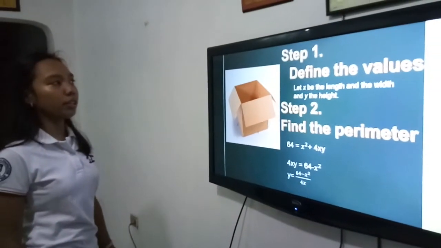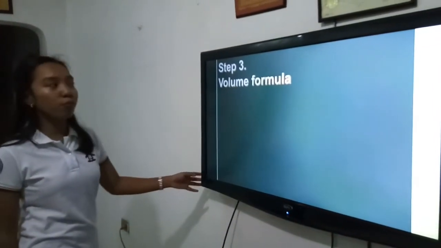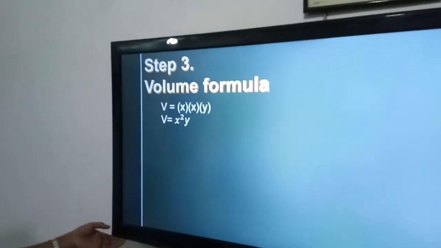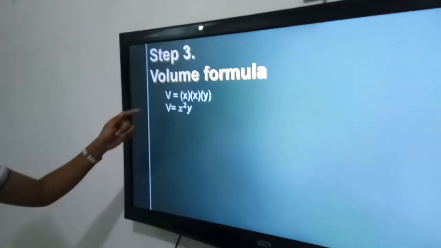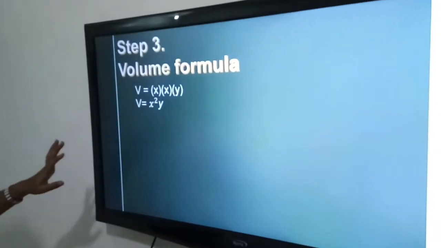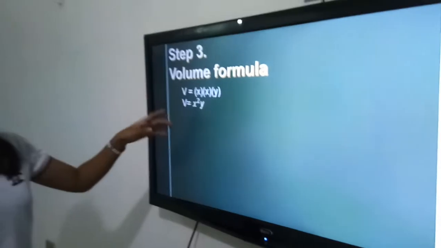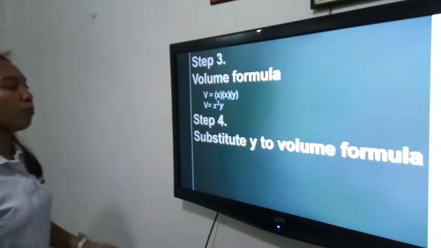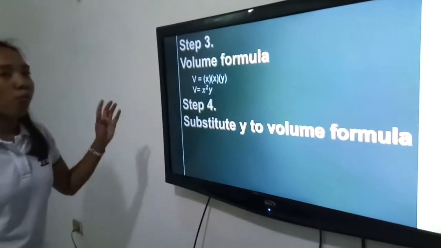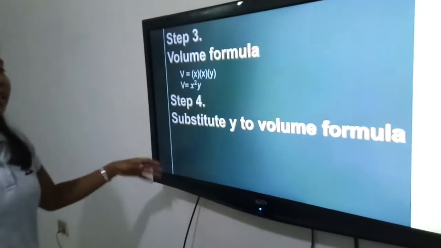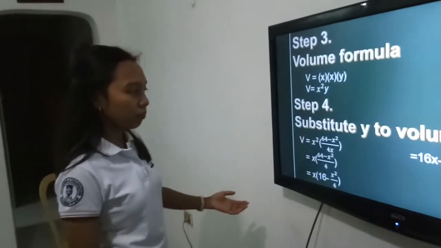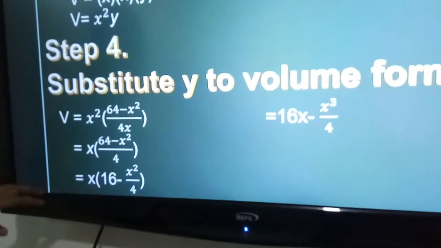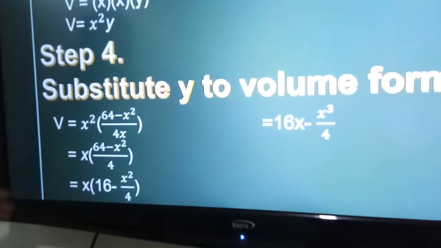As for our step number 3, the volume formula. And our volume formula is x times x times y, which is the definition of our values earlier as seen in step 1. And then when simplified, x squared y. So that's our volume formula. Then the value y that we got earlier, we need to substitute it to our volume formula. Then it becomes like this: x squared times 64 minus x squared all over 4x.